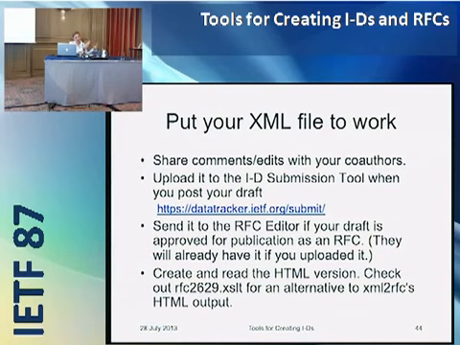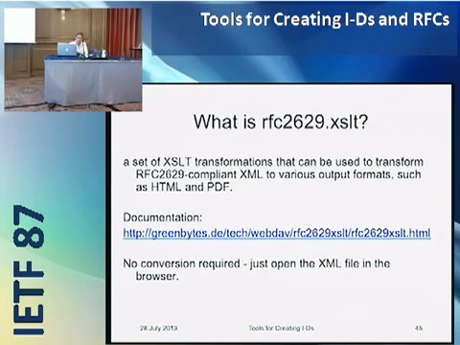So XML2RFC takes an XML file and will spit out various types of output depending on what you want. In addition, there's, within the browser, this style sheet that lets you have a different HTML, which I think I'll show you. What is it exactly? It's these transformations that you can get HTML or even PDF, and the documentation's on this website that is created by Julian Reschke. There's no converter step, it just happens in your browser if you have the XSLT.